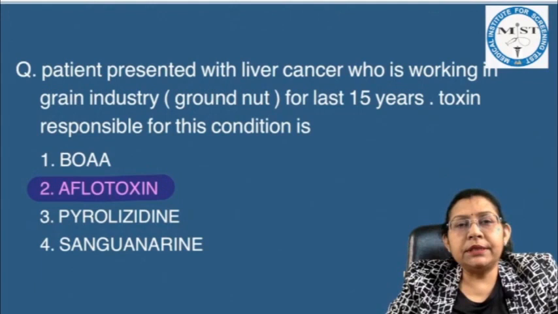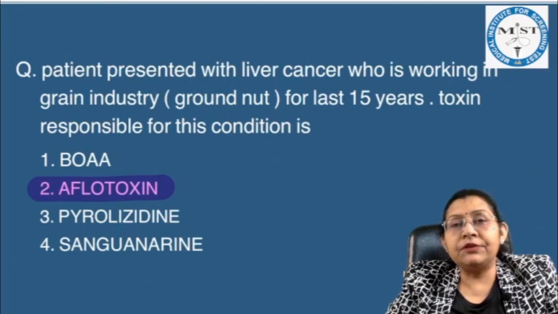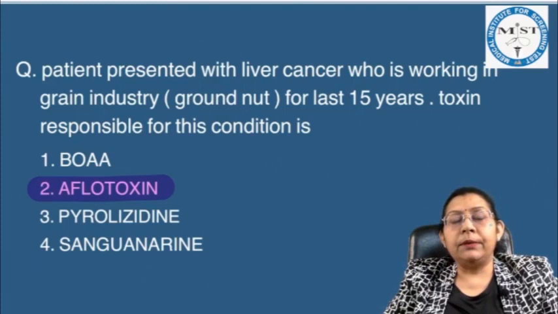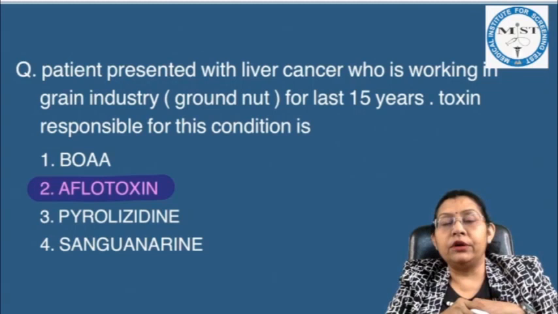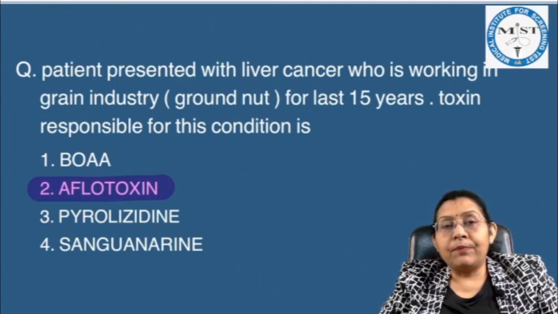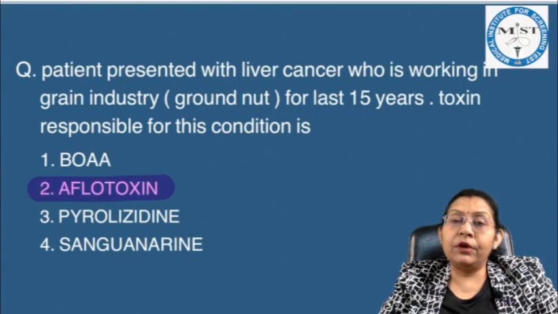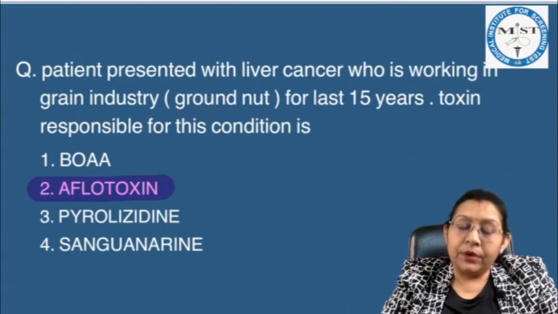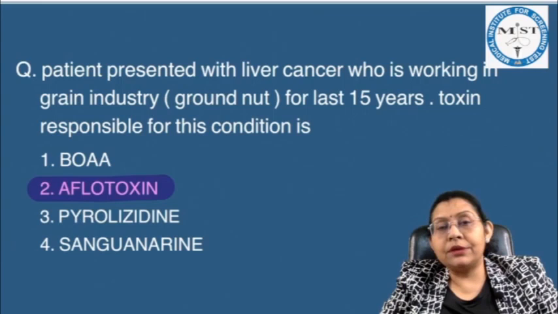Next question is, patient presented with liver cancer who is working in the grain industry for the last 15 years, toxin responsible for this condition. We know that grains, if they are stored in a moist environment, are prone to fungal growth, and this is responsible for aflatoxicosis because of the toxin aflatoxin. Now, some other toxins: BOA, beta-oxalyl aminoalanine, is responsible for lathyrism. Pyrrolizidine is responsible for endemic ascites. And sanguinarine is responsible for epidemic dropsy.